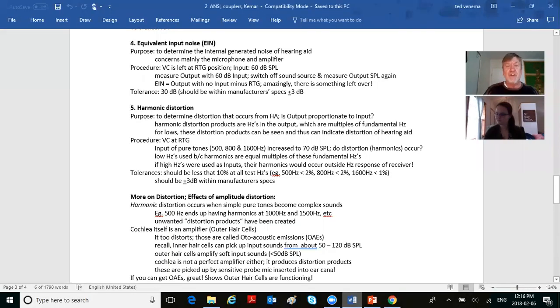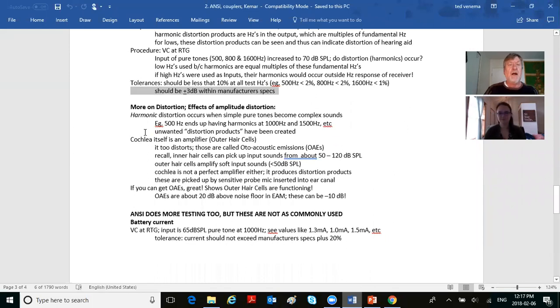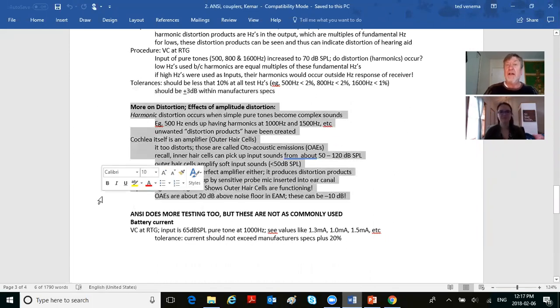In people, you want that emission. You want that distortion because it proves that the amplifier, the outer hair cells of the cochlea, are working as they should. Okay, and if we share screen, you'll see stuff in the notes that you don't need to know. I just talked about the cochlea as an amplifier, and I would put a star by that too. But that's as far as we go in ANSI measures.